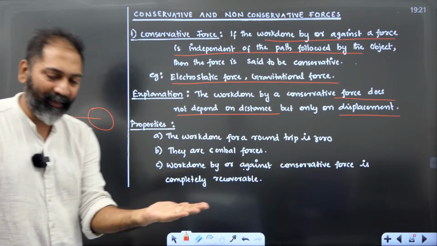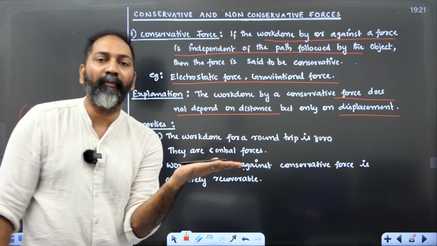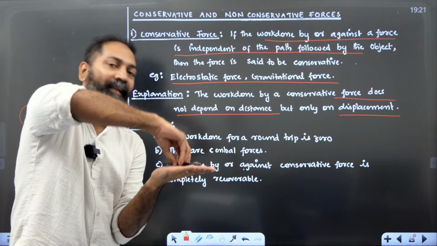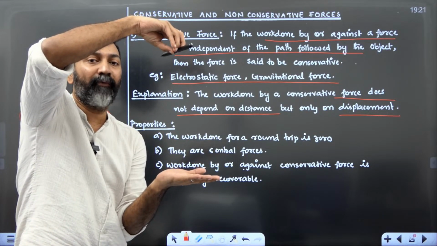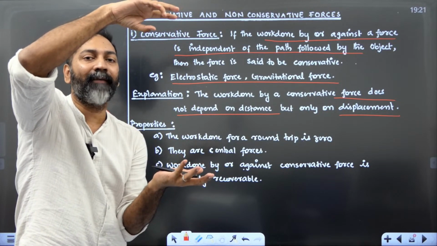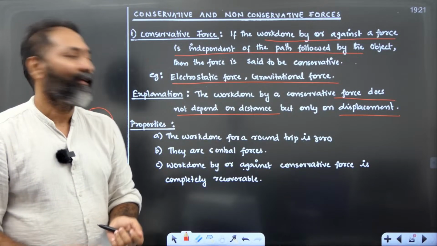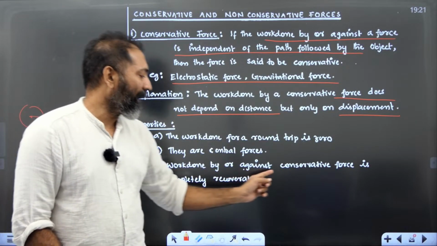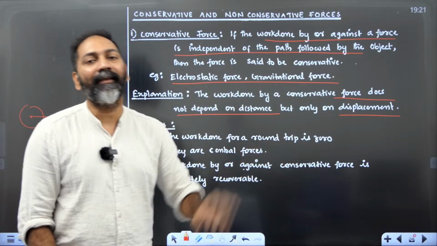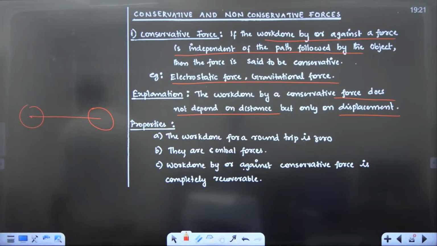See, for example, I am placing this pen on top of my hand. I am lifting this pen upward, so I am doing work. When I release my hand, what happens? That work done is completely recovered. So work done by or against a conservative force is what? Completely recoverable. Please note that.